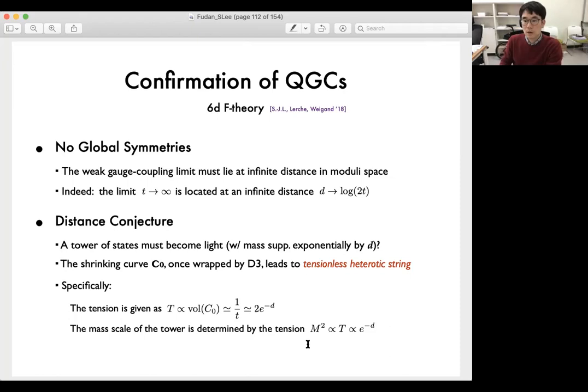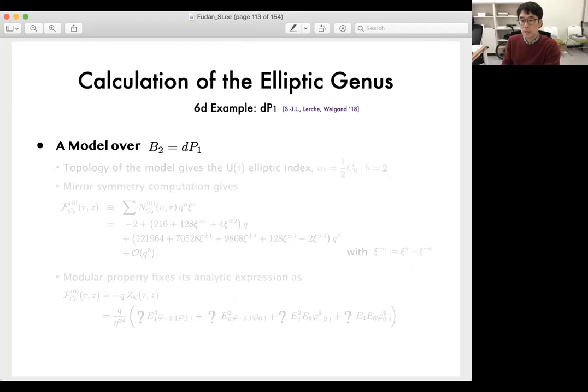In fact, much more information can be extracted about this tower by carefully analyzing the heterotic elliptic genus. This is because non-trivial terms in the elliptic genus will indicate the presence of excitations with the associated mode number and U1 charge. So let me illustrate this with an explicit U1 model on the twofold base now, DP1.